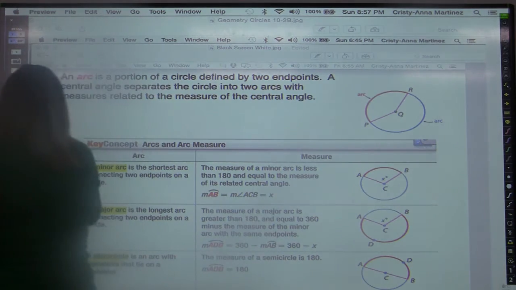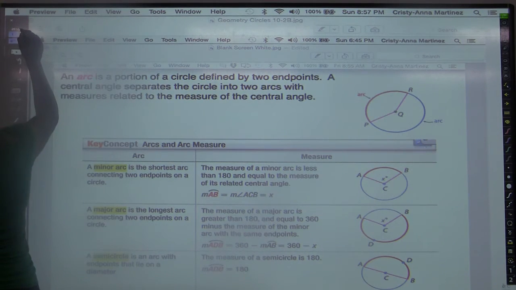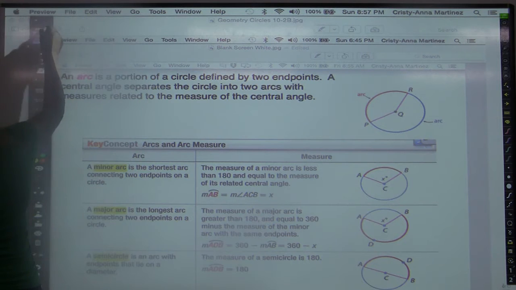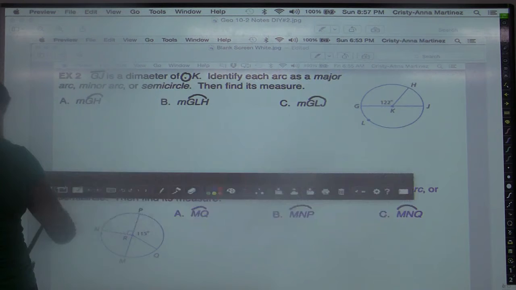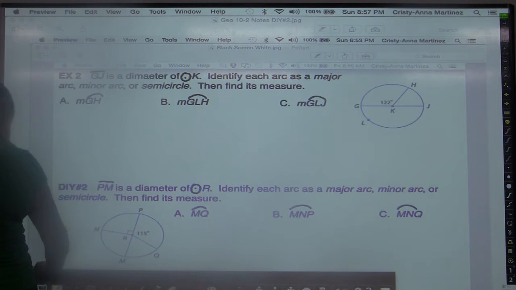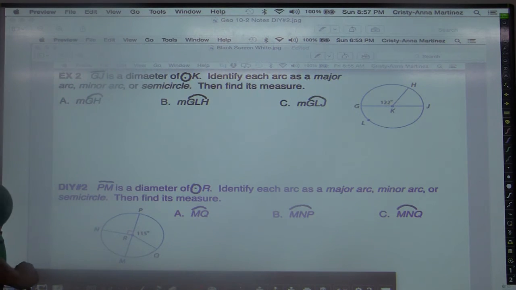So we are going to go ahead and move this back down here. Sorry about that. And go to example 2.